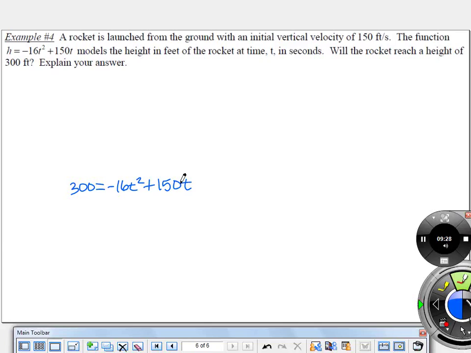If we solved this problem, what would we be finding? If you solved this equation, you would be solving for what variable? T. What does T represent in this problem? Time. So you would be solving for a time. A time when what happened? When it reached 300 feet. Did they ask us what time that it reached 300 feet? No. What was their question? Will it reach 300 feet?